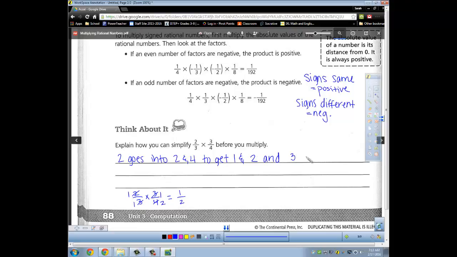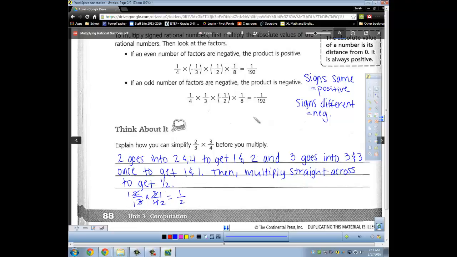And 3 goes into 3 and 3 once to get 1 and 1. Then multiply straight across to get 1/2.